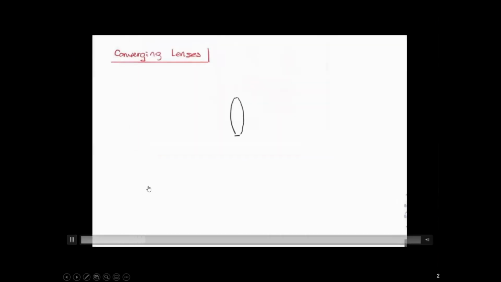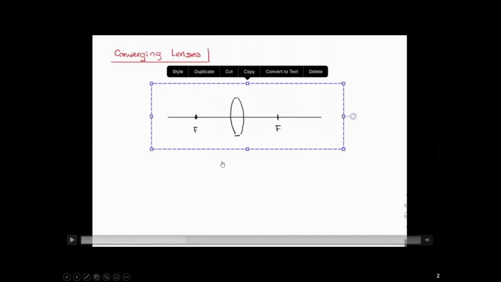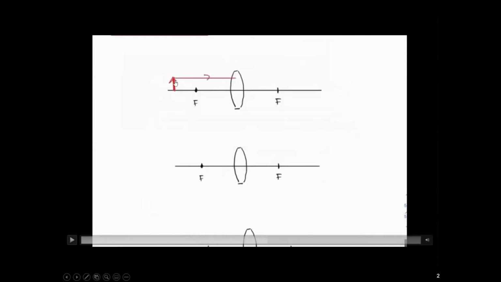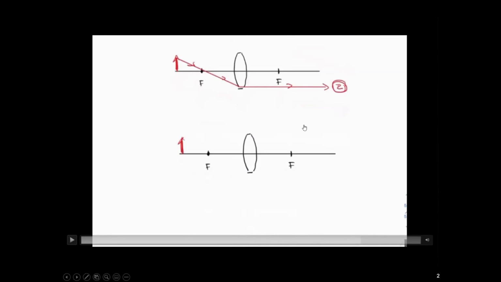So for converging lenses, once again, we will have 3 rules. These are going to be our focal points. I'm just setting it up. Rule number 1: the ray which is parallel to the optical axis, upon going through the lens, is going to go through the focal point on the other side. The ray going through the focal point, upon refraction, is going to go parallel to the optical axis. That's our rule number 2.